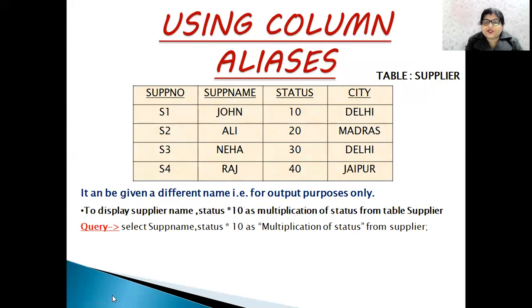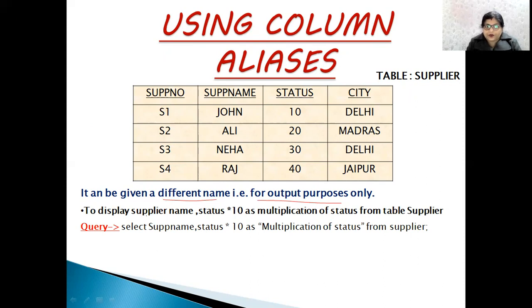Okay. Next is using ALIASES. What is an alias? An alias means a nickname. If you want to give a nickname to a particular column, at that time you will use this alias name. It can be given a different name, for output purposes only.